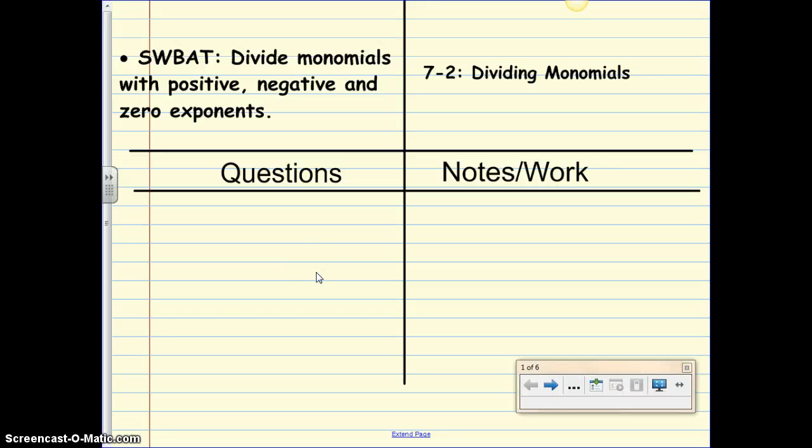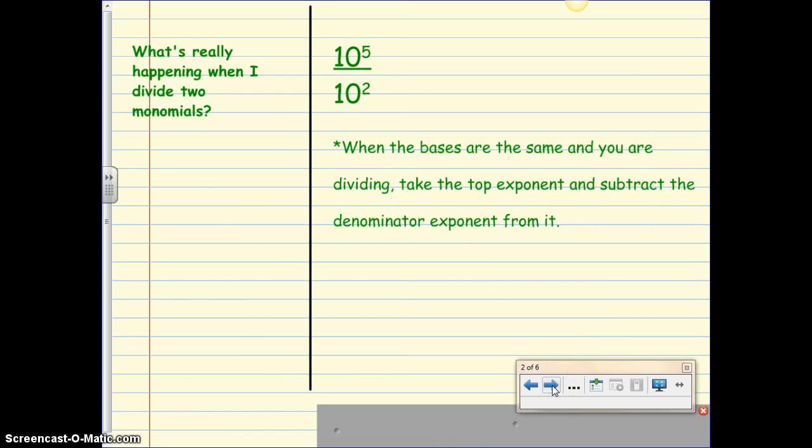Hi students, this is Ms. Oberly with lesson 7-2, dividing monomials. Today by the end of this lesson you will be able to divide monomials with positive, negative, and zero exponents.